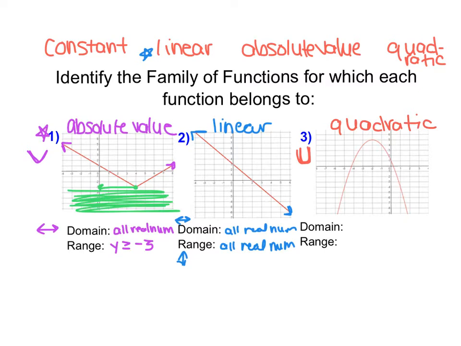Now the last thing I need to identify are the domain and range, and I can see that this graph is continuing off the page, going forever to the left and forever to the right. So because of that, all of the x values I need are all real numbers. And then what I also notice here is that I have a high point on my graph.